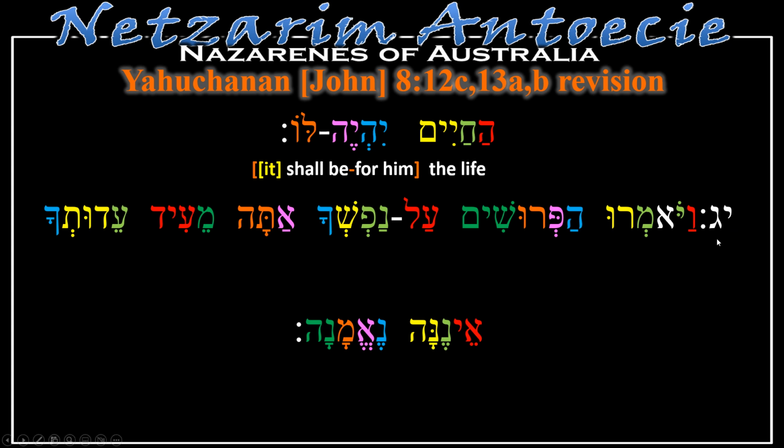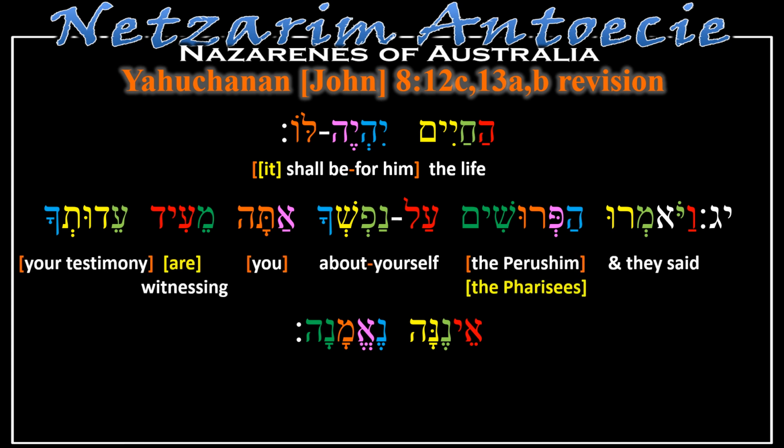And we have Yod 10, Gimel 3, we're in 13. Va yomru, and they said, Ha Perushim, the Pharisees, al, regarding or about, nafsheka, yourself, your soul, but it's usually translated as yourself, ata, you, me'id, you could say a witnessing. Edutka, your testimony. And they said, the Pharisees, about yourself, you're witnessing. Your testimony, ne na, not it, ne mana, is faithful or trustworthy. Not it to be trustworthy.